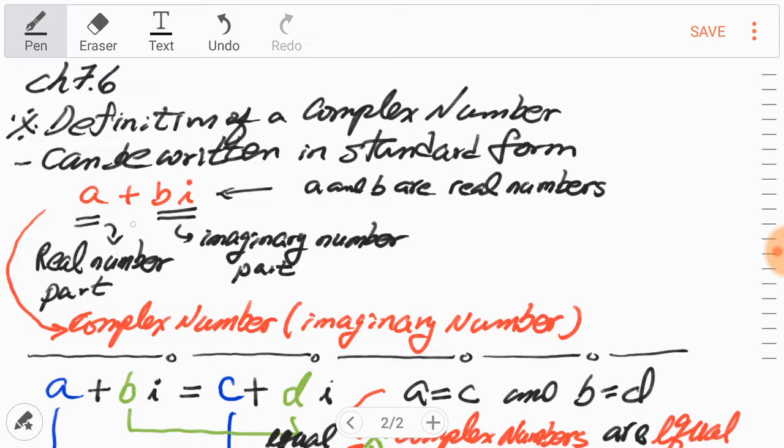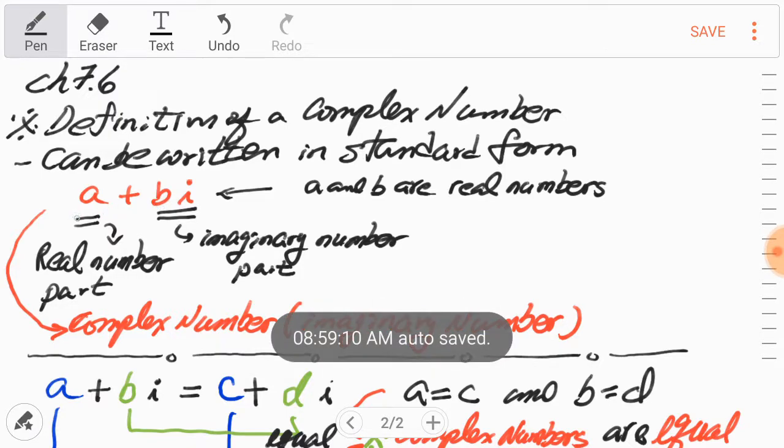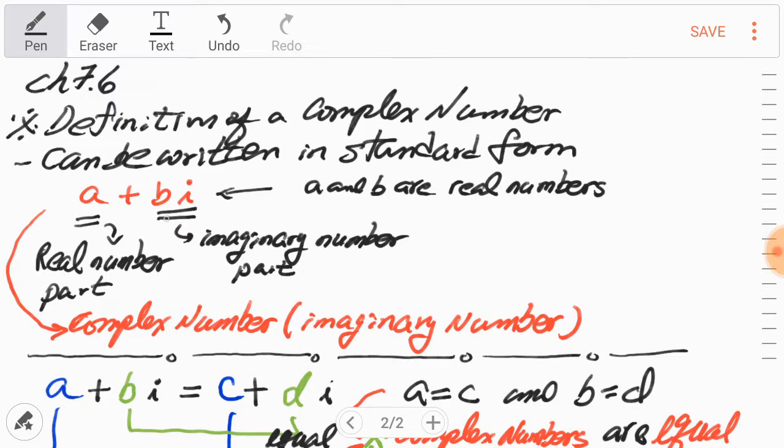What happens if this b is 0? If b is 0, then bi will be 0. So we have only a, which is just a real number. So if b is 0, then it's just a real number, a. But if b is not 0, then what happens? We have the i form, like a plus 2i, 3i, 4i, something like this.